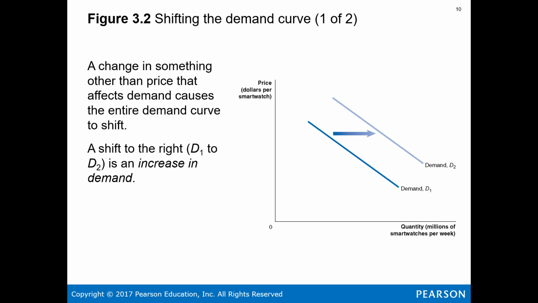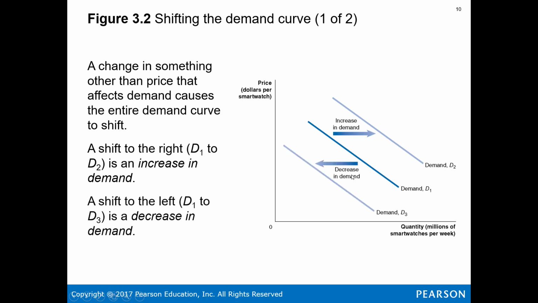A change in something other than price. So a change in price, you'll only go up and down the same demand curve. A change in price does not cause a shift in demand. So a change in something other than price affects the demand, causes the entire curve to shift. So this would be an increase in demand shifting right, and a decrease in demand would shift left.